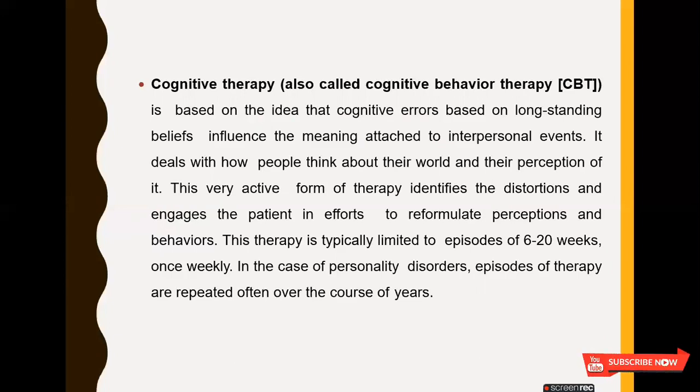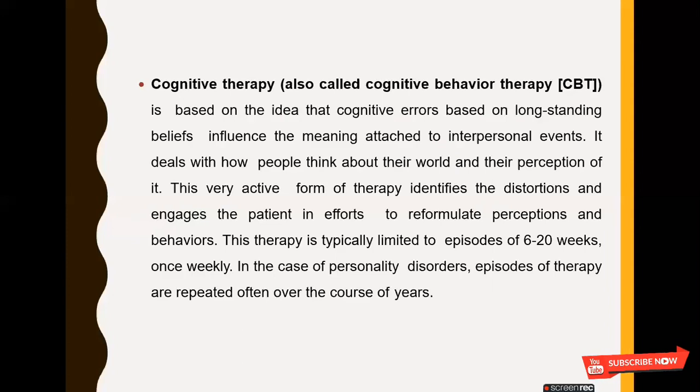So cognitive behavior therapy mainly focuses on the way a person thinks about a situation or the world, or his or her perception. This very active form of therapy identifies the distortions and engages the patient in efforts to reformulate perceptions and behaviors. So basically, the idea of this therapy is to identify the thinking distortions, and what it does is change the person's thoughts, perception or behavior. That is the aim of this therapy.